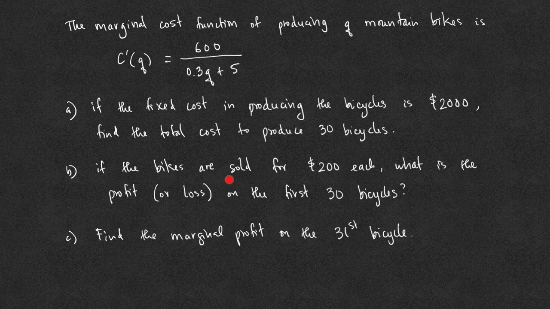If the bikes are sold for $200 each, what is the profit or loss on the first 30 bicycles? Find the marginal profit on the 31st bicycle. This is going from 30 to 31.